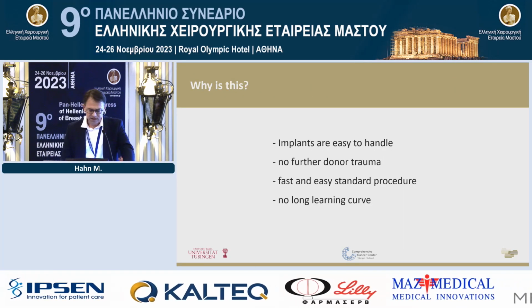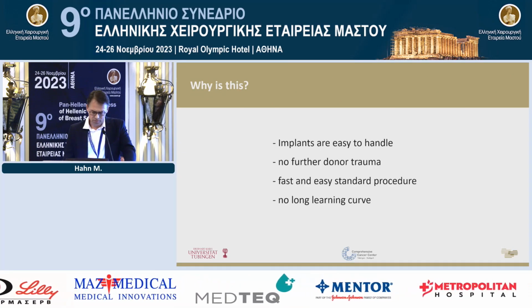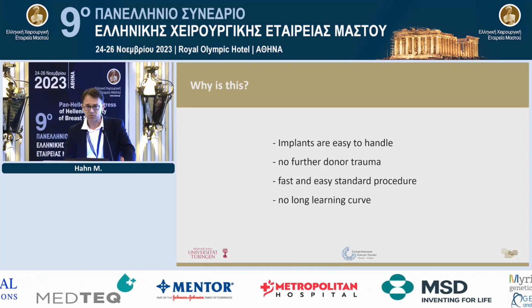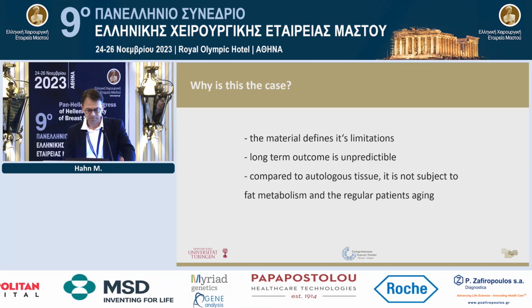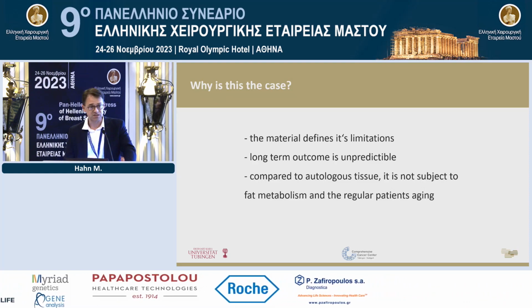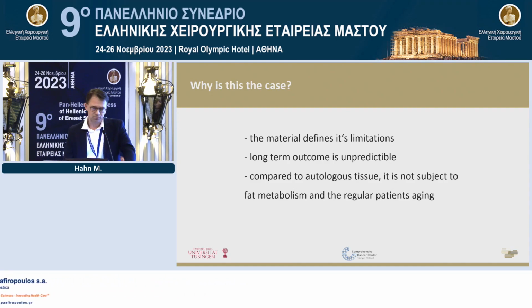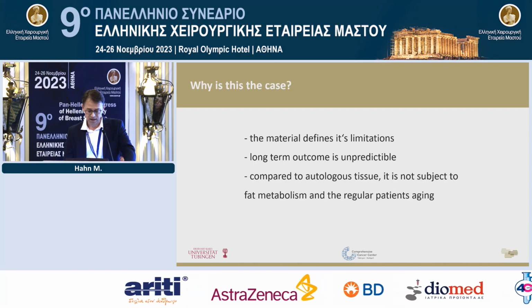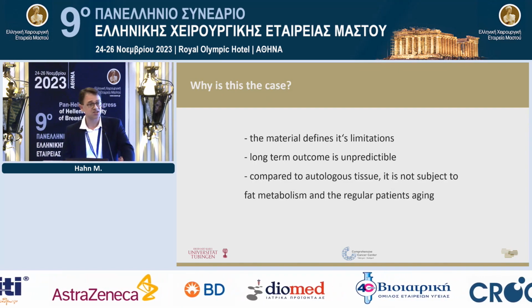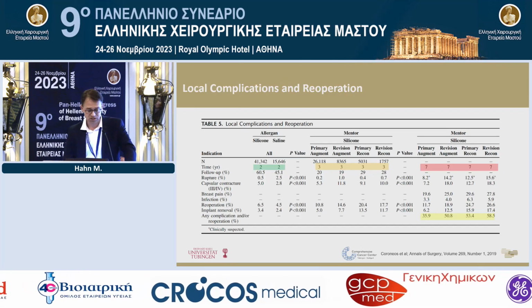So, implants are easy to handle. They cause no further donor trauma. It's a fast and easy standard procedure, and it has no long learning curve. But the material defines its limitation. We heard that so far. And long-term outcome is very unpredictable. Compared to autologous tissue, it is not subject to fat metabolism and the regular patient's aging, because the other side of the patient will change over time.